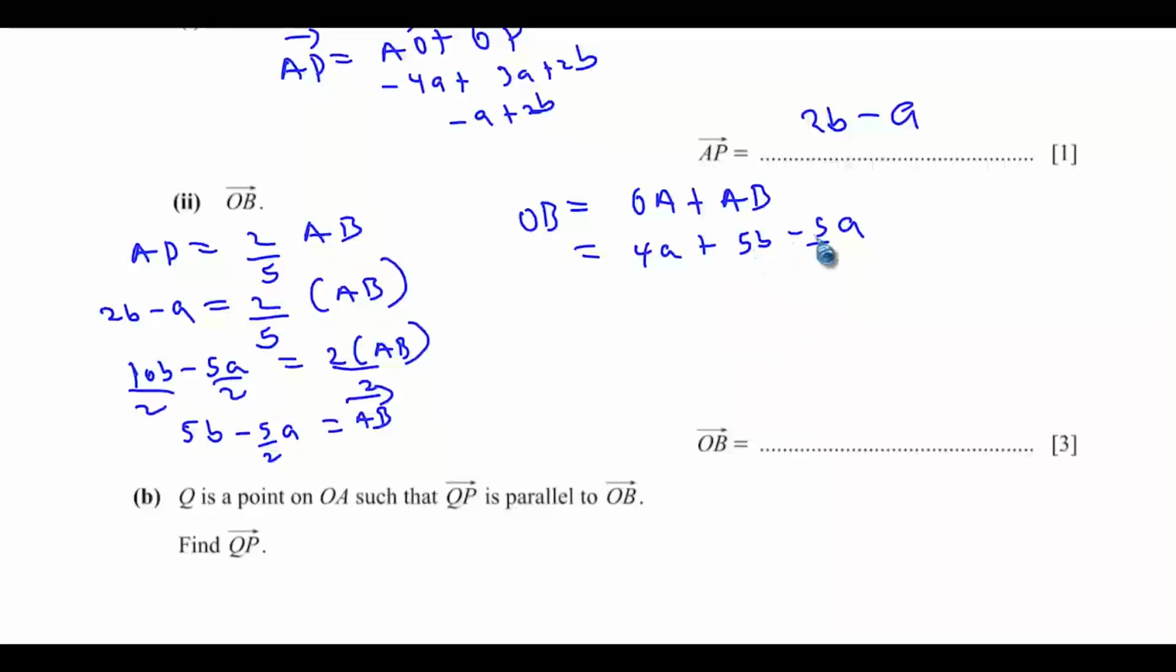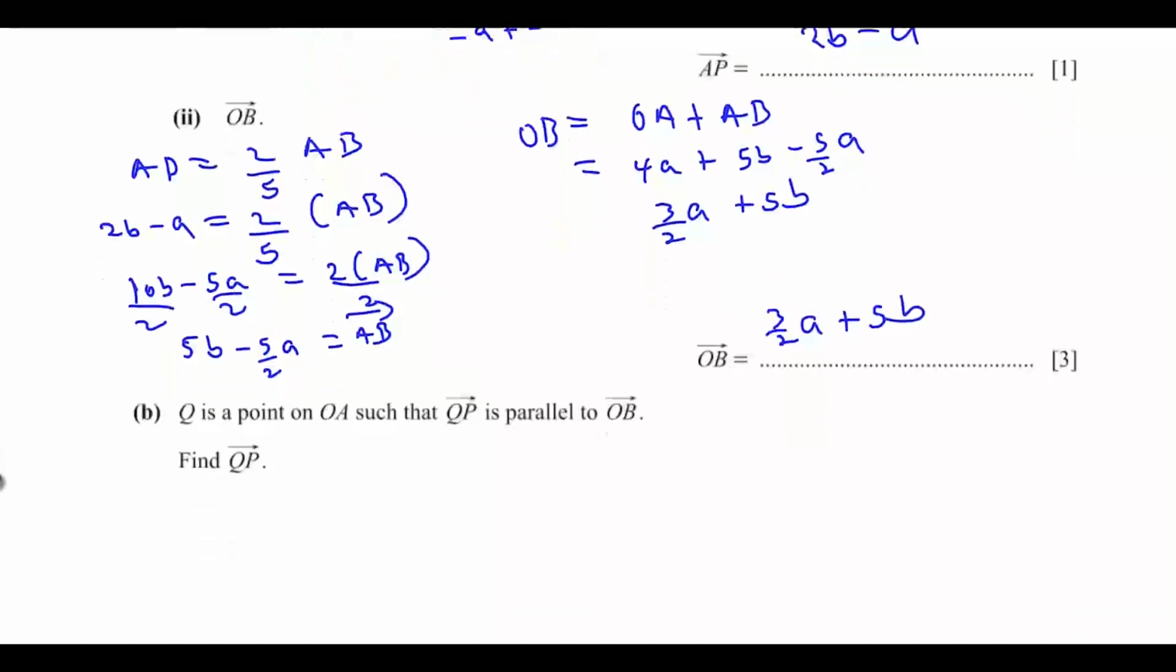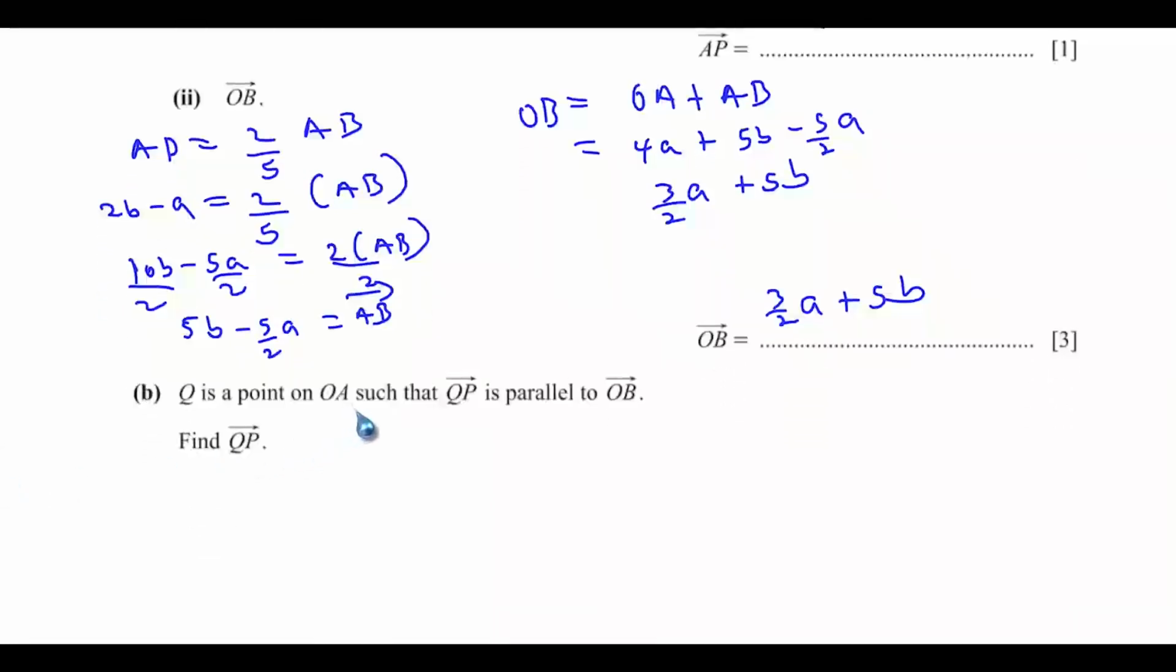Let's simplify this. So we have 4A minus 5 over 2 A. You can press your calculator, just do 4 minus 5 over 2. That will give you 3 over 2. Then add A to it, then plus 5B. You don't need to waste time. So this will be 3 over 2 A plus 5B.